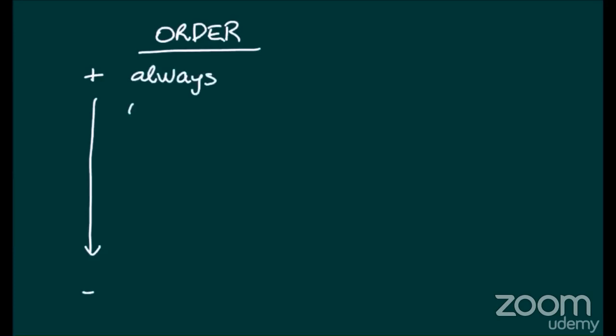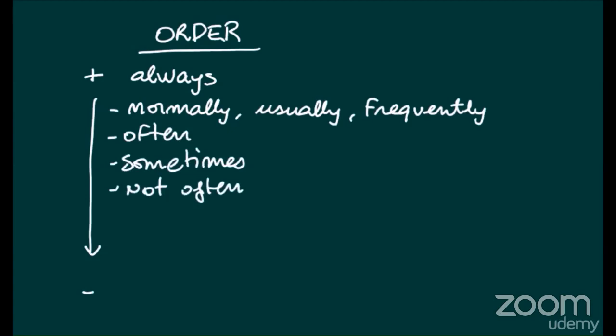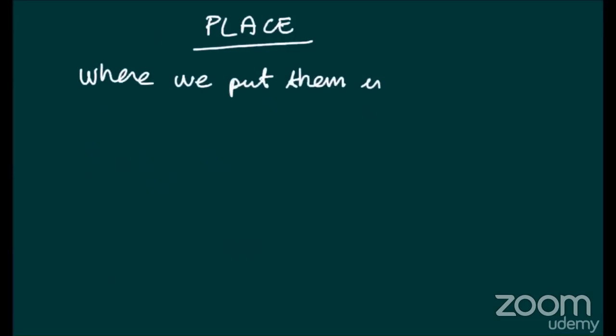Always. Normally, usually, frequently. Often. Sometimes. Not often. Rarely. Hardly ever. Never. Let's see where we put them in a sentence.